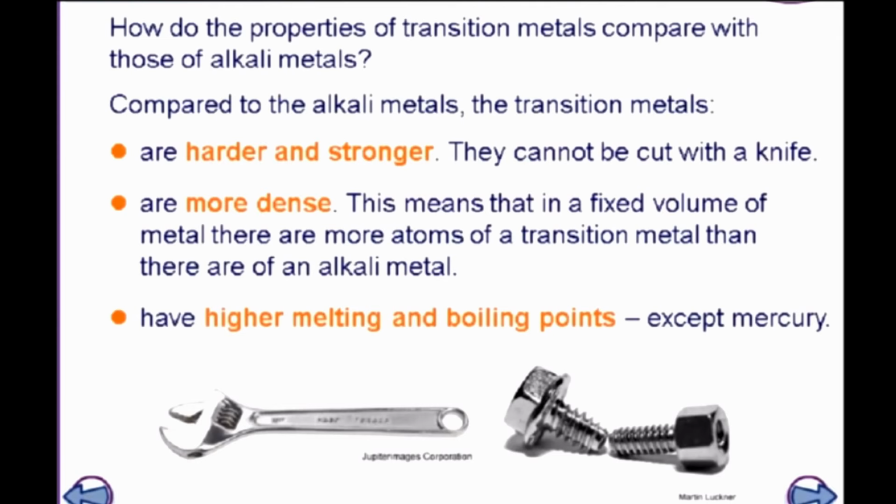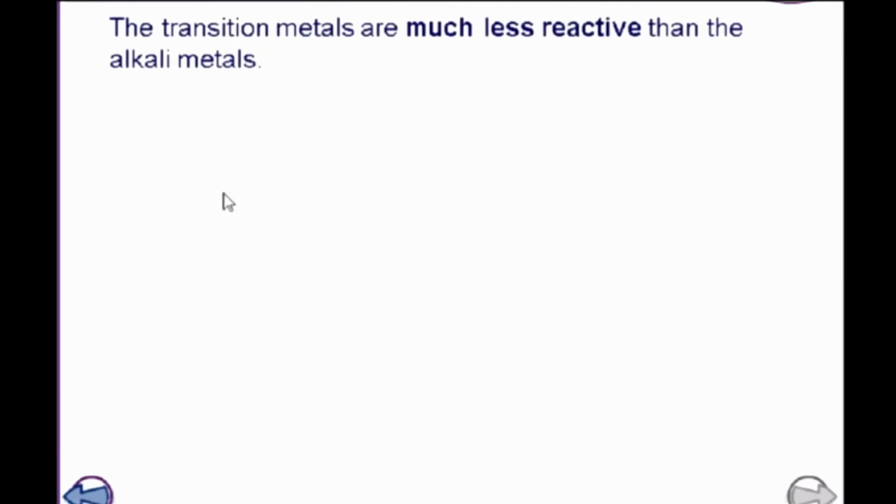Remember, we are going to get some questions, so please pay attention. Then only you will be able to answer those questions. So they have very high melting points, higher than alkali metals. They are much less reactive than alkali metals. When we talk about the chemical properties, the transition metals are much less reactive. Alkali metals like lithium, sodium are very reactive, but transition metals are not.